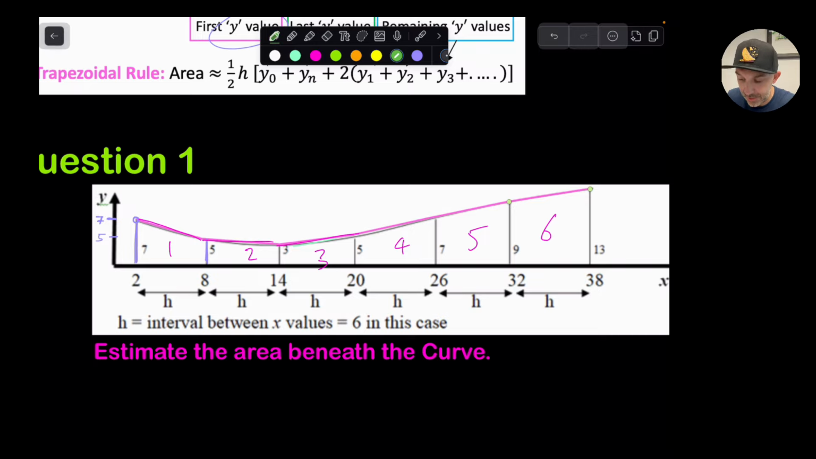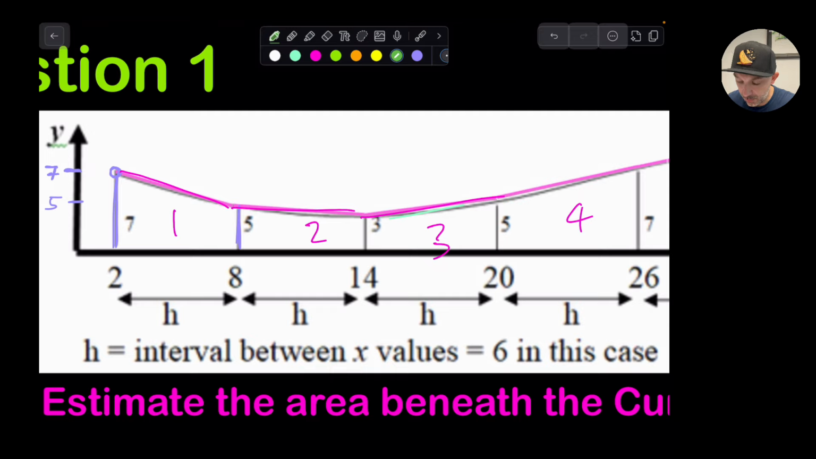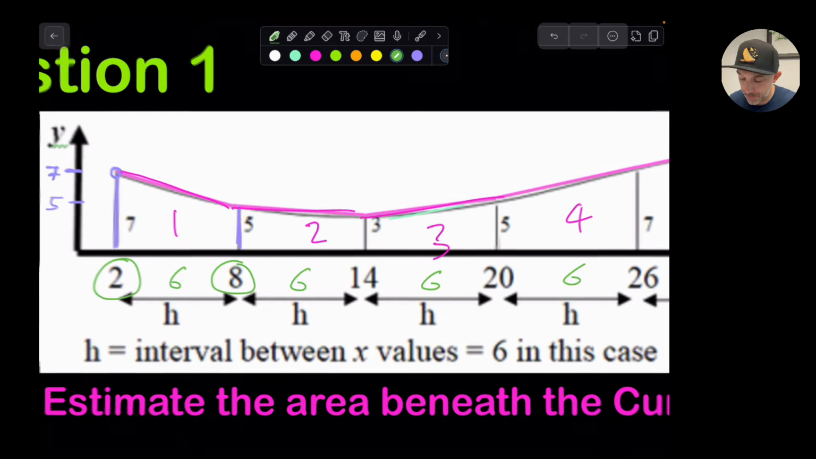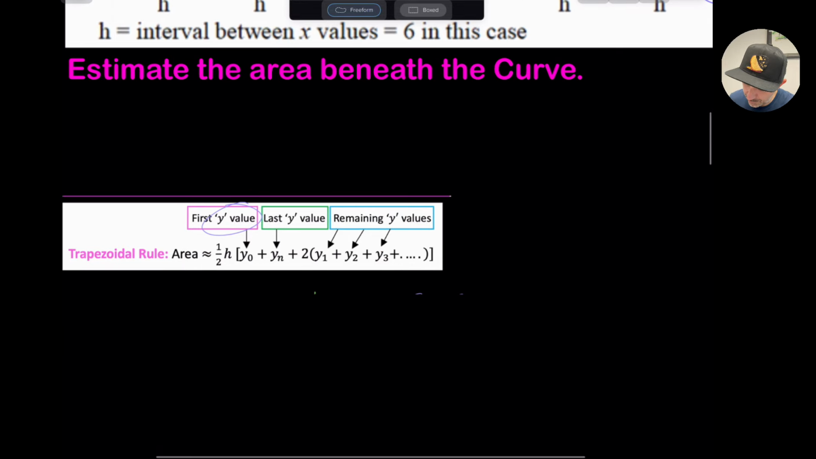Now we can look on the x-axis to determine what those widths are, and we can see that it goes from 2 to 8. So the width is 6. And we can see it's 6, 6, 6. So the width of that trapezium is 6. Let's put everything into this formula.